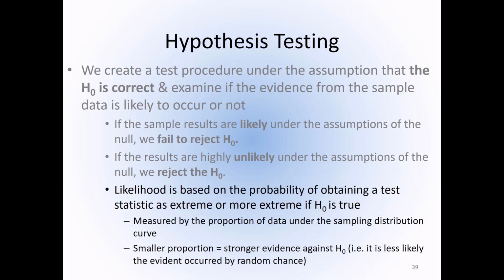And the way that we do this is looking at the sampling distribution, and we look at the area under the curve of interest, as we discussed, looking at the standard normal distribution and our probability distributions. Now, the smaller the proportion of the area under the curve, the smaller the probability of selecting a sample that falls in that part of the distribution. And the smaller that is, the stronger the evidence is going to be against the null hypothesis because it's unlikely this is just occurring by random chance.